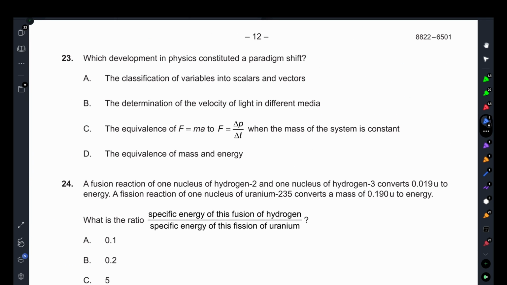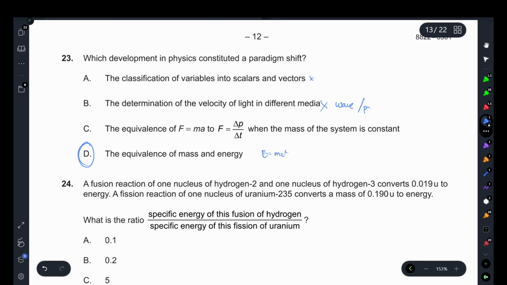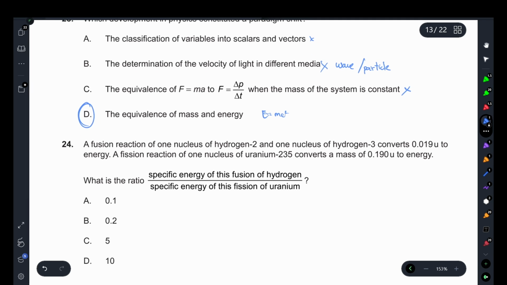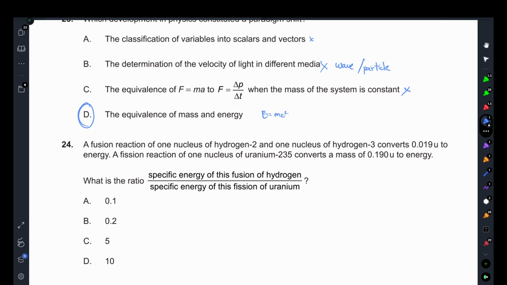Question number 23. Which of these constituted a paradigm shift? Theory of knowledge in physics. I know, guys, sometimes it's not fun, but it is necessary in questions like this. Here, the only real answer is E is equal to mc squared. A very famous equation, and I know in the heat of the exam you might forget it, but if you really think about it, classification isn't that big of a thing. Determination of velocity of light, no. Maybe the wave/particle duality might have constituted one, but not the velocity of light, which is refraction. Next, the equation F is equal to ma is again wrong. Question number 23, option D is the correct answer.